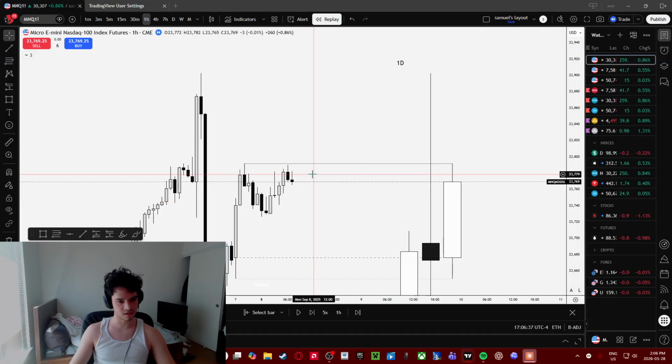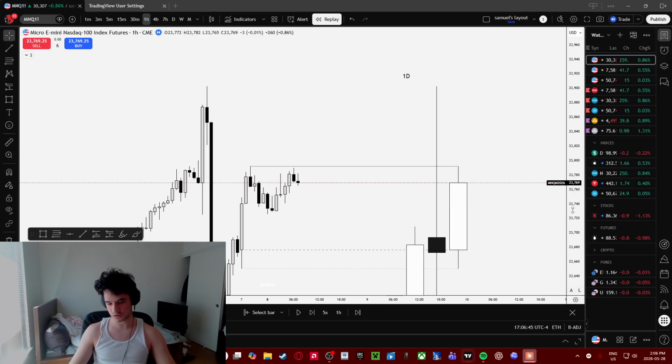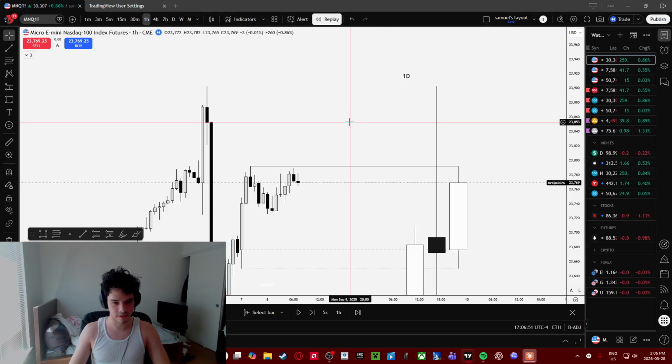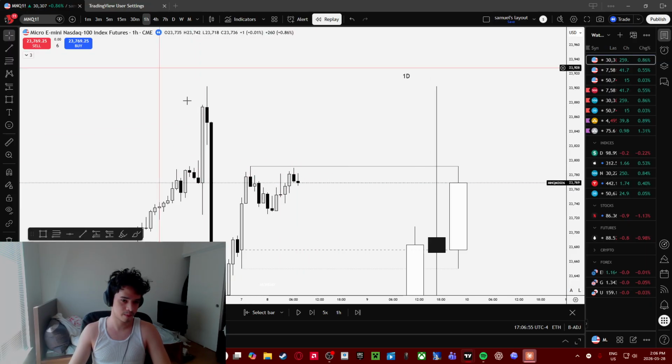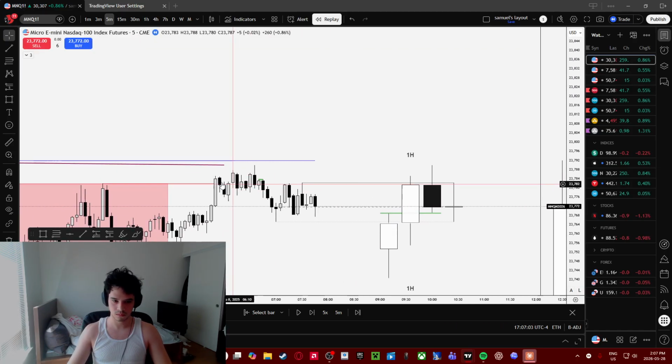Now that SMT is a strong confluence to have on your side, it won't always play out if you don't have all the pieces of the puzzle on your side. So you have to be ready on what's on your side and what isn't. So again, what was on your side? We had an SMT and we had a protected swing. Okay. We had an SMT. We had a protected swing.